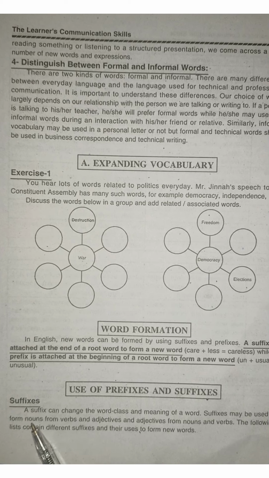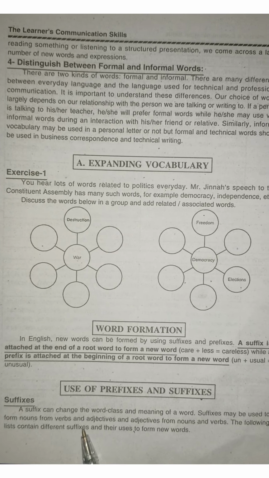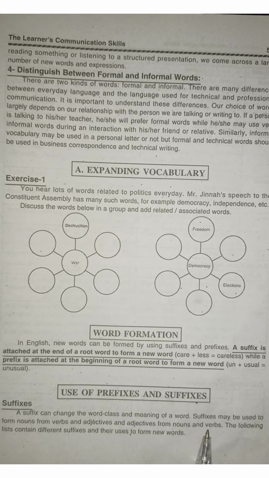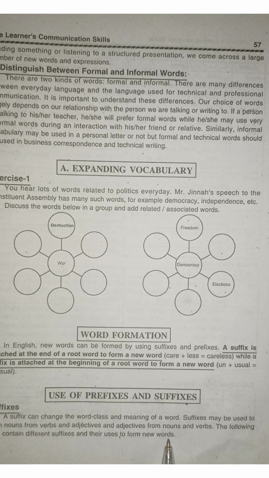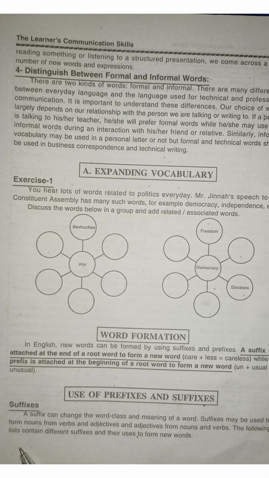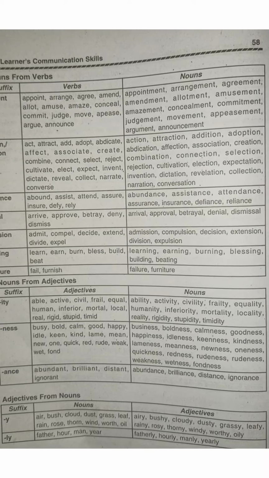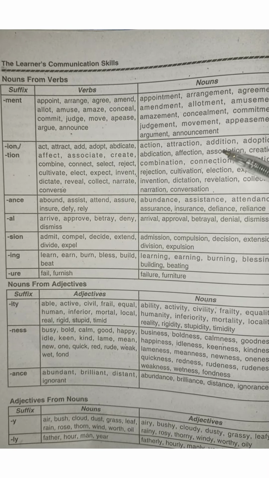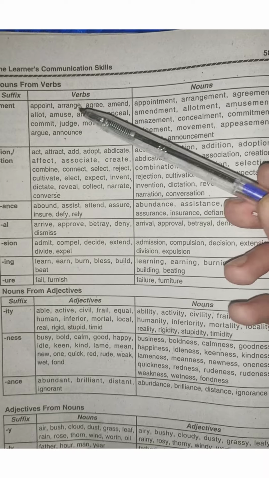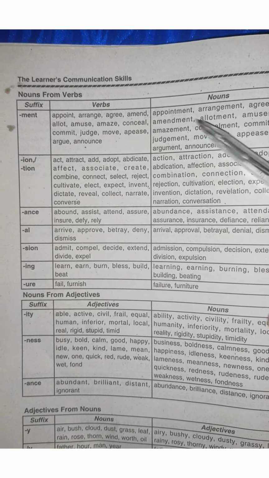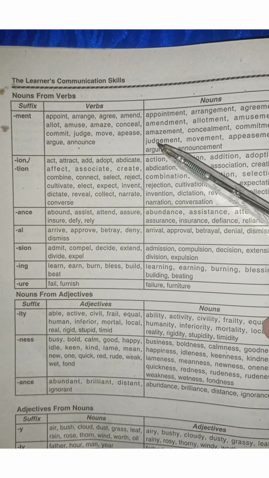Use of prefixes and suffixes. First of all, we discuss about suffixes. A suffix can change the word class and meaning of a word. Suffix may be used to form nouns from verbs, and adjectives from nouns and verbs. The following list contains different suffixes and their uses to form new words. Here we have some examples in which nouns are formed from verbs. This is suffix ment. Verb is appoint and noun is appointment.